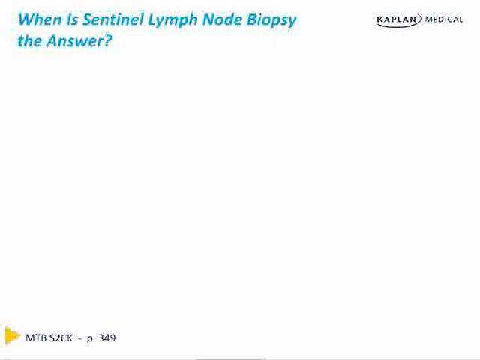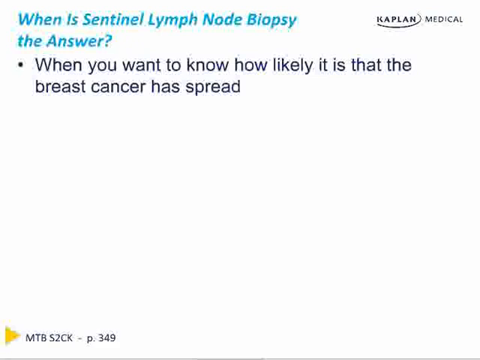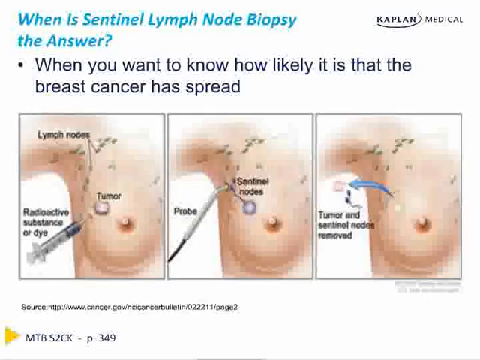Instead, what we typically do to examine the lymph nodes in a patient with breast cancer is at the time of lumpectomy or mastectomy, we do something called a sentinel lymph node biopsy. We do this because we want to know the risk that the breast cancer has spread to the lymph nodes under the arms. So the sentinel lymph node is the place that receives the lymphatic drainage from the place where the cancer is in the breast.